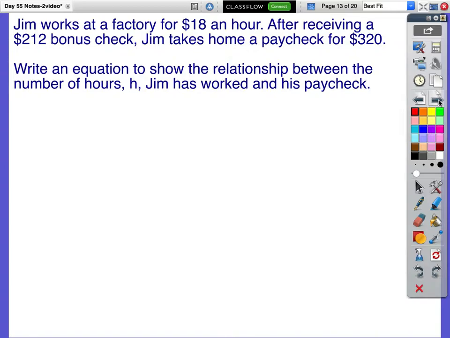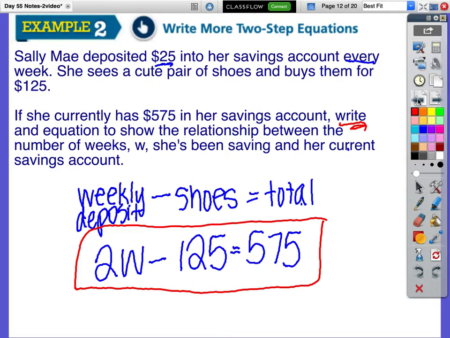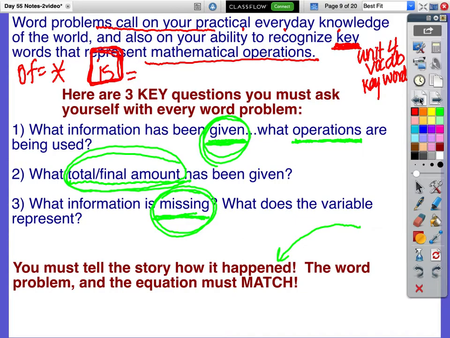Let's talk about how we get to a total. Remember, if we can find any given information and then missing information and then total, that's important things to know. If I back up to this slide right here, remember the 3 questions you should ask yourself. See if there's anything given, see if there's a total given, and see what's missing.